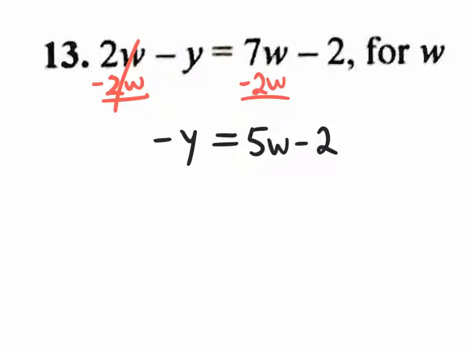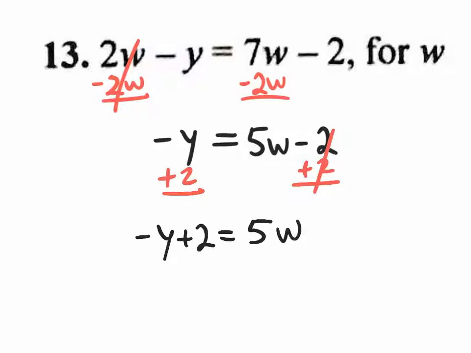So we need to get w by itself on the right side now. It was on both sides. Now it's just over here on the right side. So let's get w by itself on the right side. W is the movie star's buddy. You don't want this guy. Let's get rid of this guy. So I get rid of the minus 2 by doing the opposite, plus 2. What I do to one side, I do to the other side, plus 2. I'm going to end up with negative y plus 2 equals 5 times w.